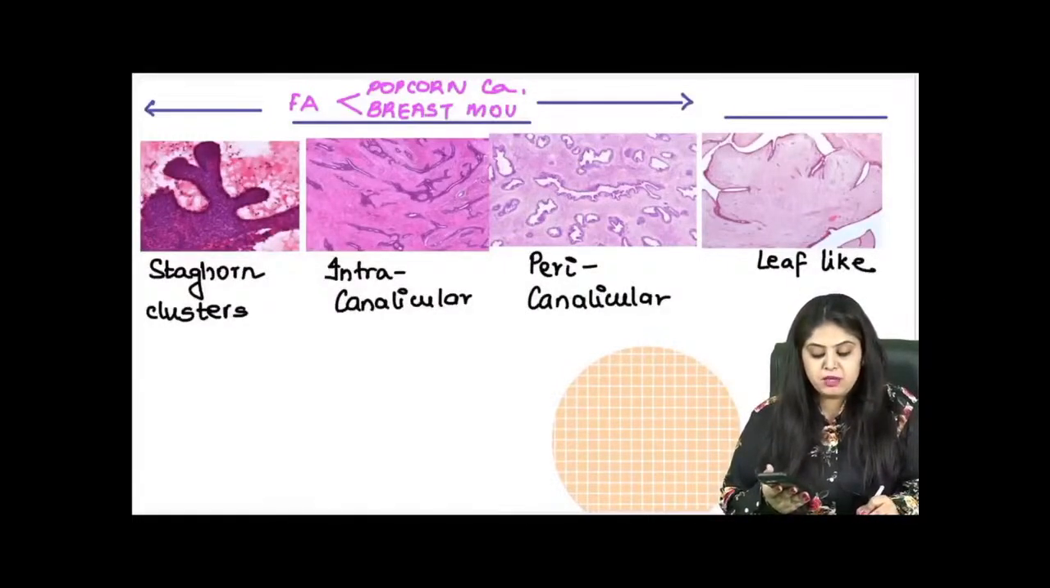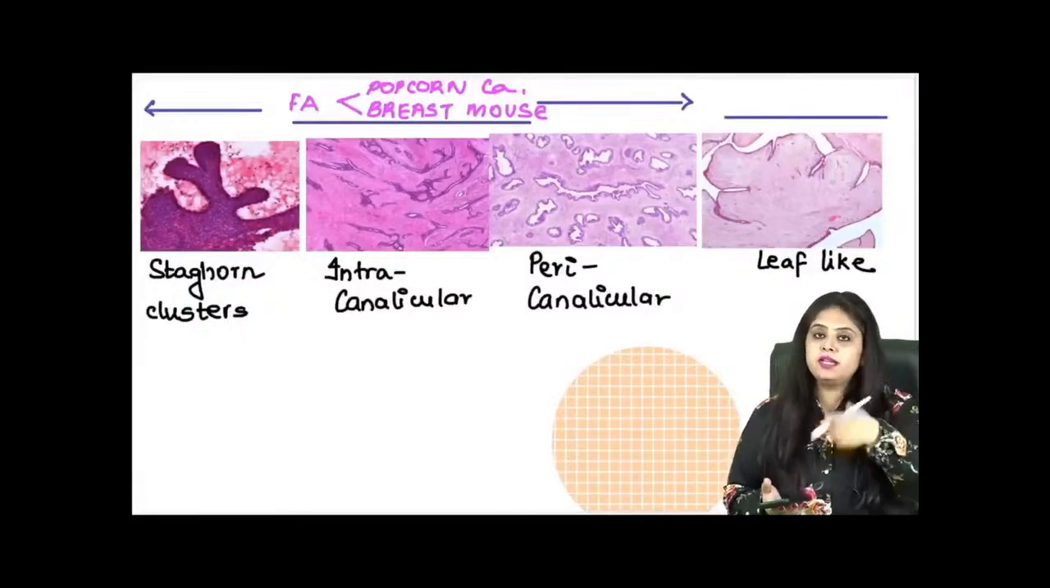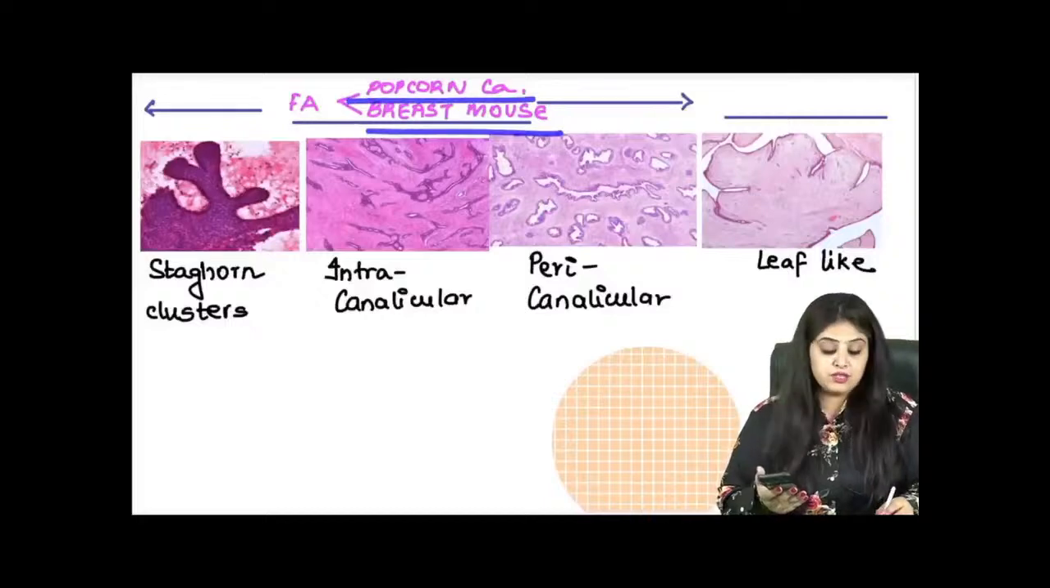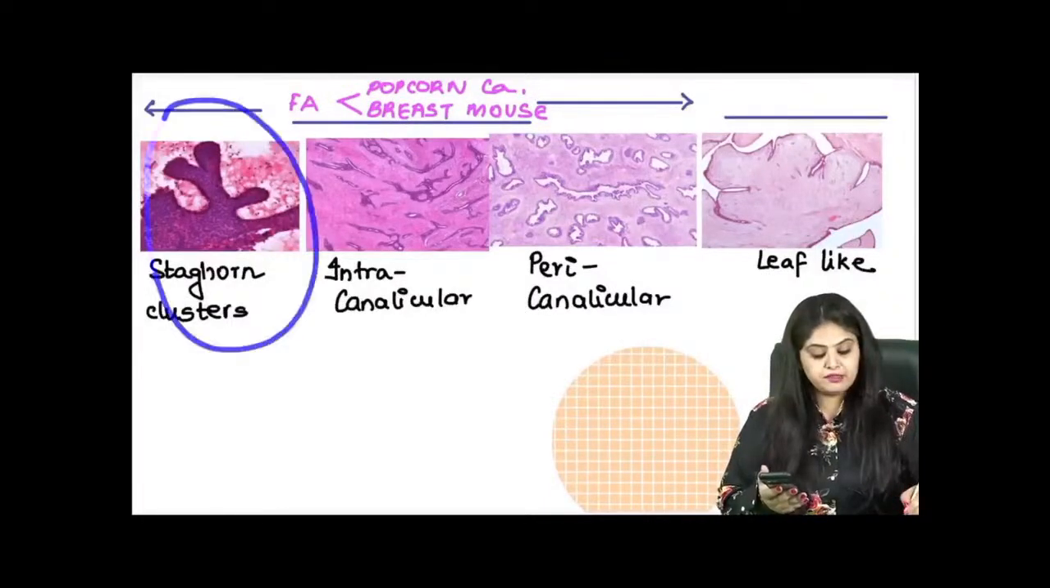The radiologist says that the lump is very mobile, so you call it a breast mouse. The radiologist says that whenever I keep the probe, the lump slips. Then I keep the probe again, the lump slips. So the radiologist finds it very difficult to hold it at one place. It keeps running around. So you call it a breast mouse and you see popcorn calcification. That is fibroadenoma. Now let me tell you the pathology part of it.